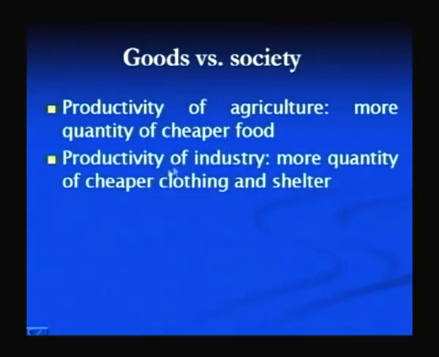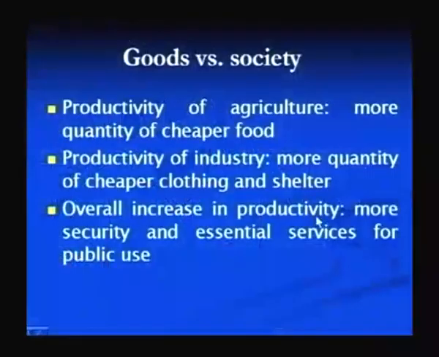And if the productivity of the industry is good, then that will help to make a large quantity of cheaper clothing and shelter available. So, here agricultural productivity helps to fulfill the first need, that is food, and increased productivity of the industry helps to satisfy the second and third requirements, that is clothing and shelter, because if the productivity of the industry is high, then it will be able to make a large quantity of goods available by using the same input resources.